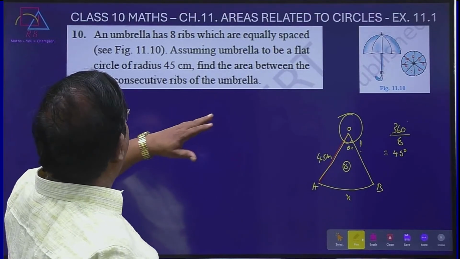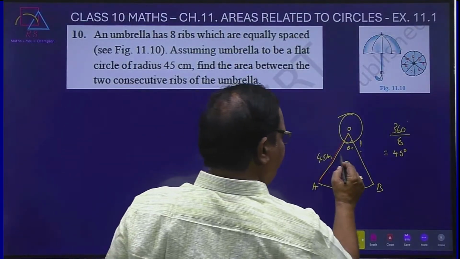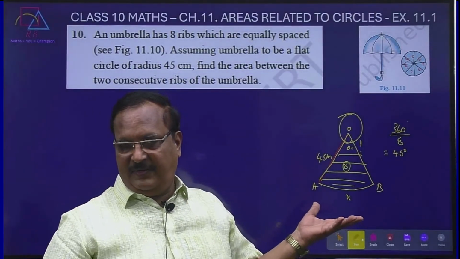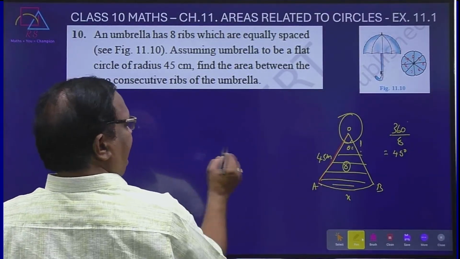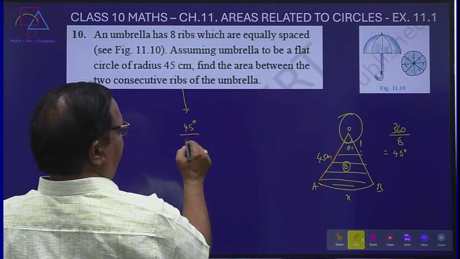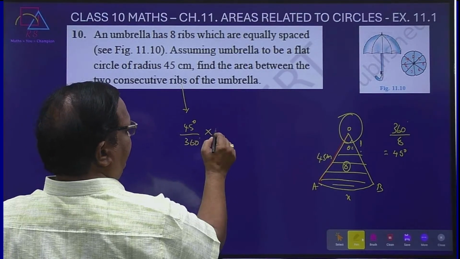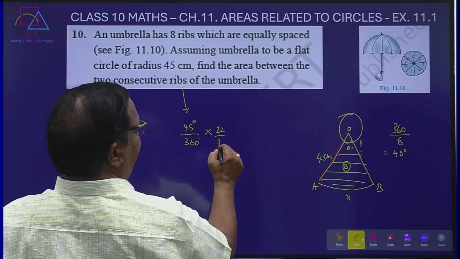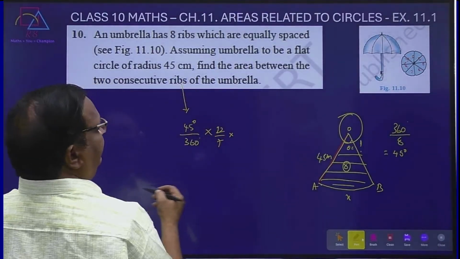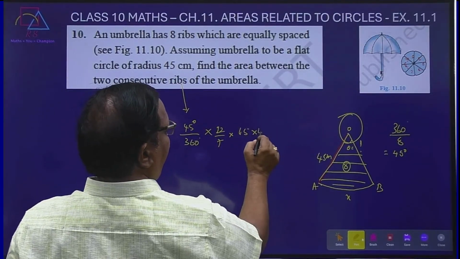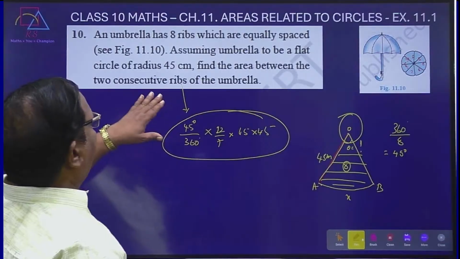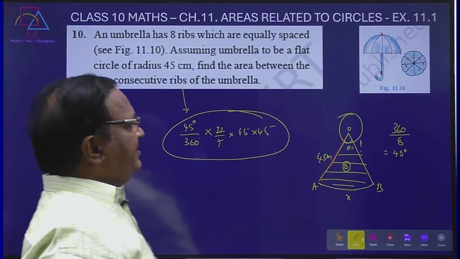So find the area between the two consecutive ribs. That means this area you have to find out. This is nothing but the area of a sector. So area is equal to how much? Theta, that means 45 degrees by 360 into pi r square. Pi is 22 by 7. R is 45, sorry, not 35. 45 into 45. So this is the area between two consecutive ribs of the umbrella.